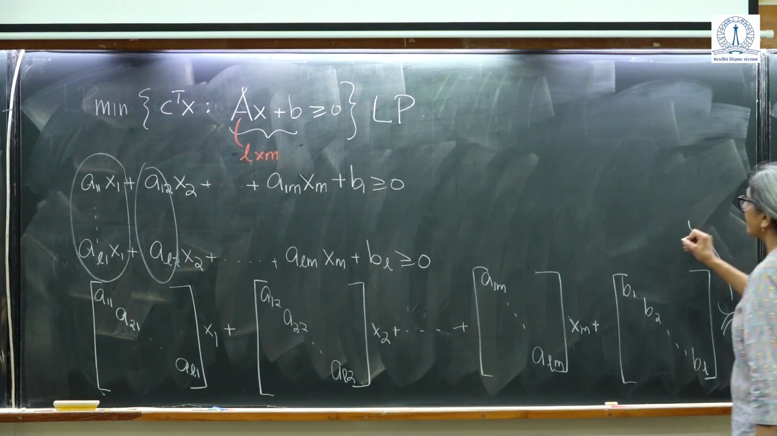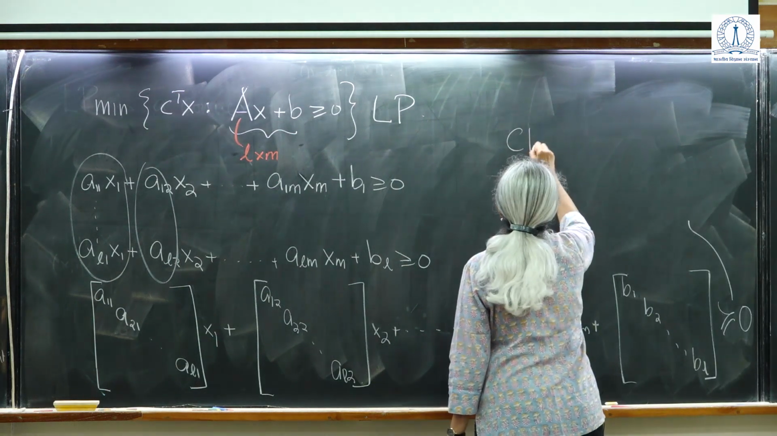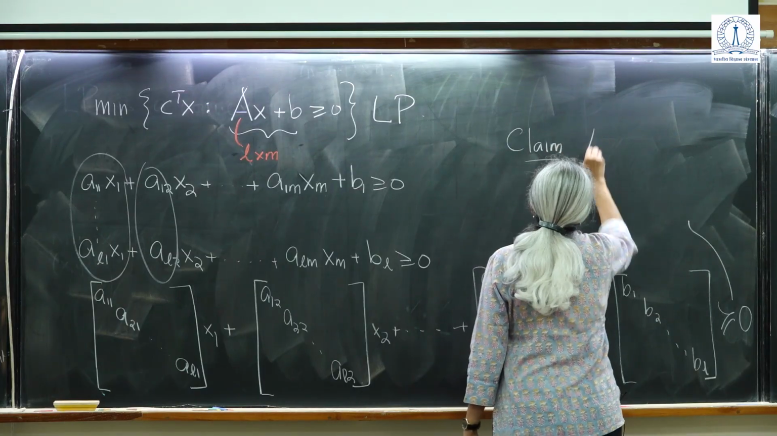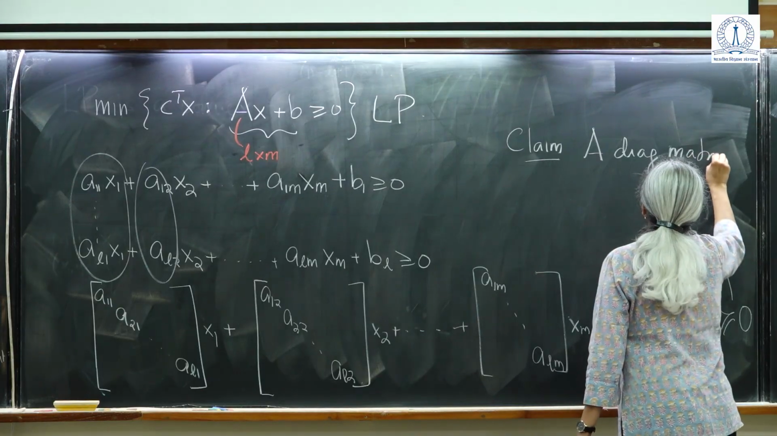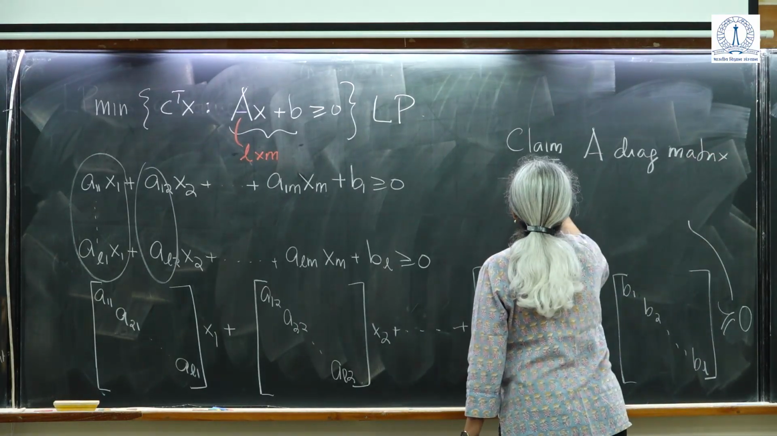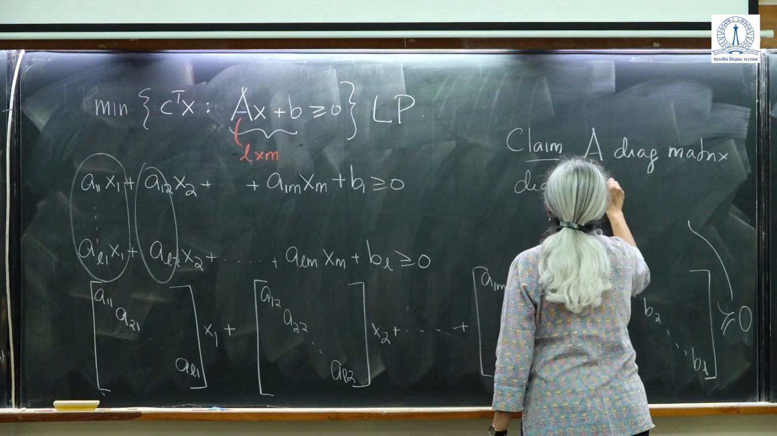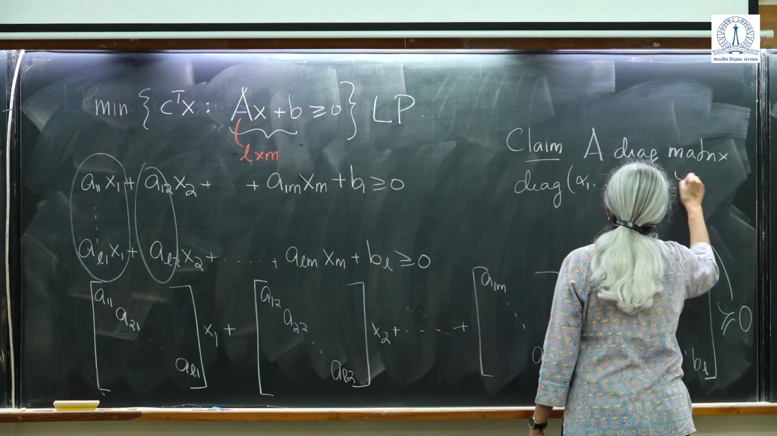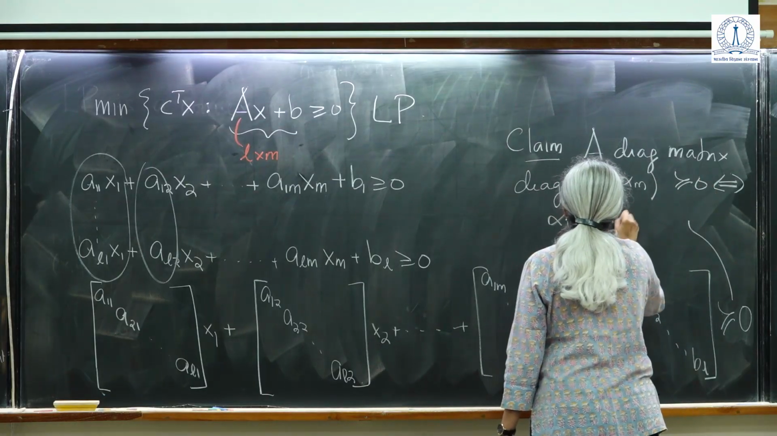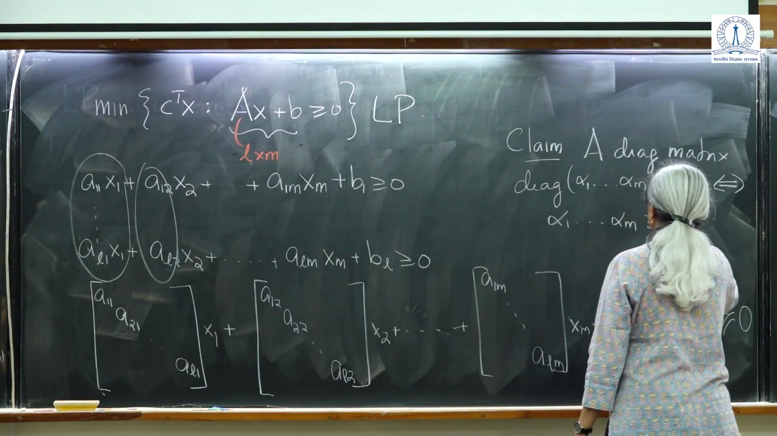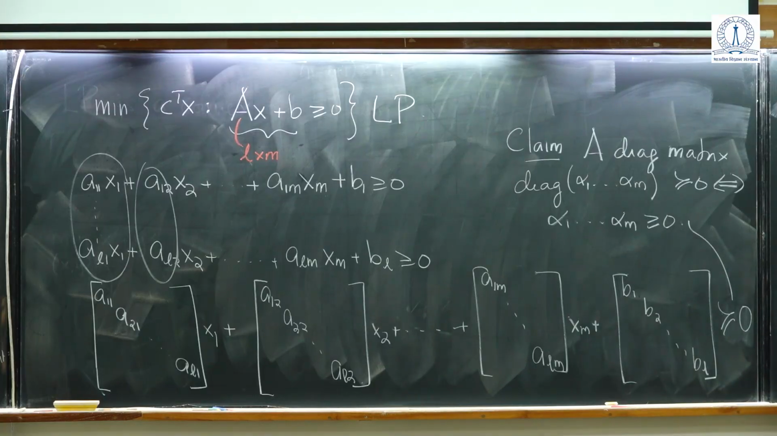So this may be check, okay? So the claim is that a diagonal matrix, let's call it diag of alpha 1 to alpha m, is PSD if and only if alpha 1 through alpha m is greater or equal to 0, okay? So modeling the PSD-ness of a diagonal matrix is just the same thing as requiring the diagonal to be non-negative.